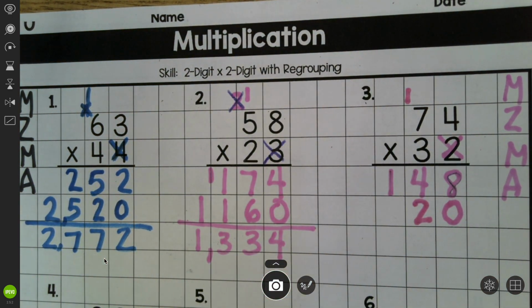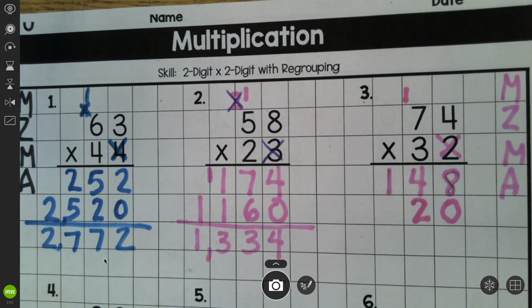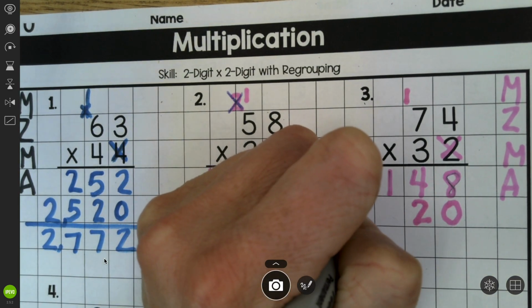Here we go. 3, 6, 9, 12, 15, 18, 21. Stop. Plus 1, 21 plus 1 is 22.